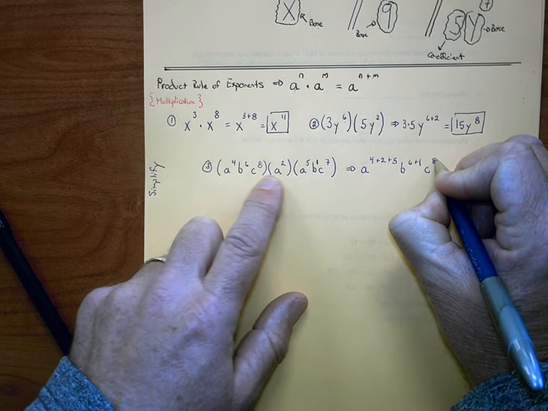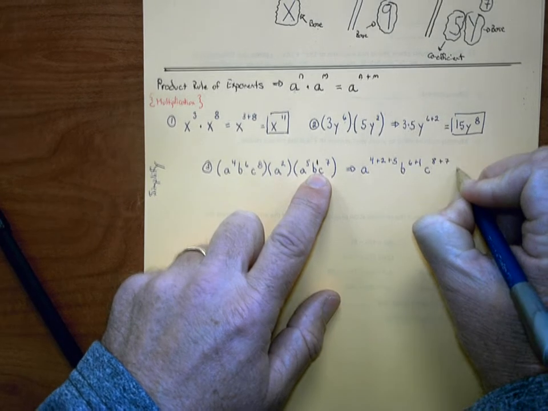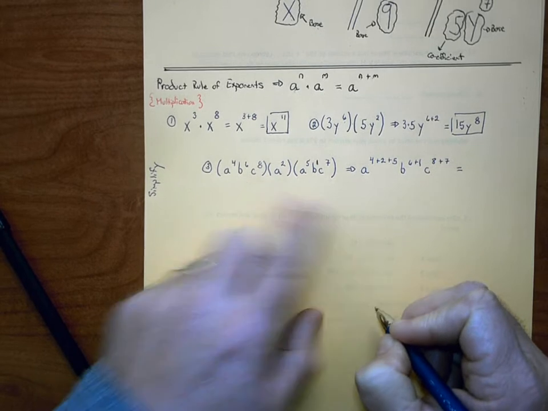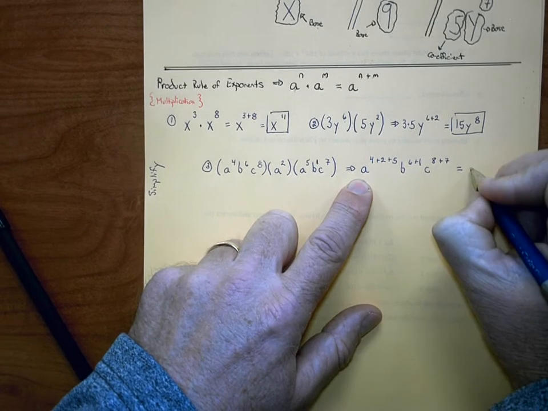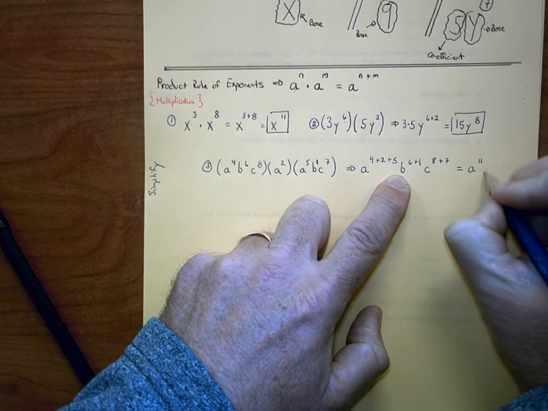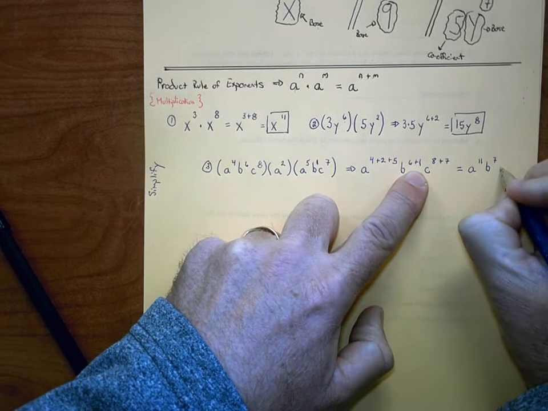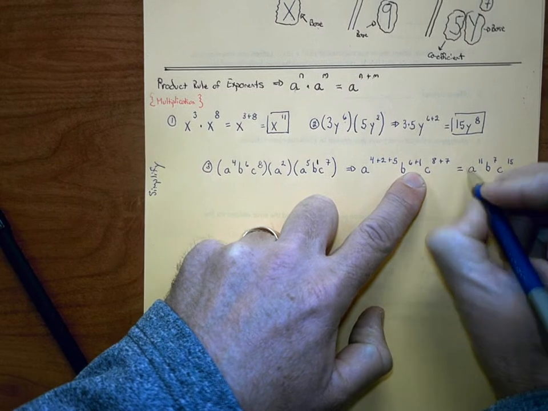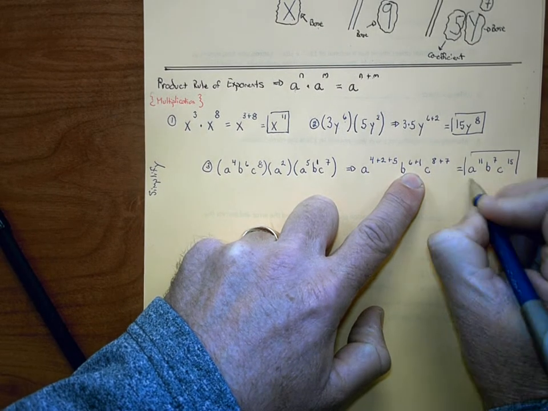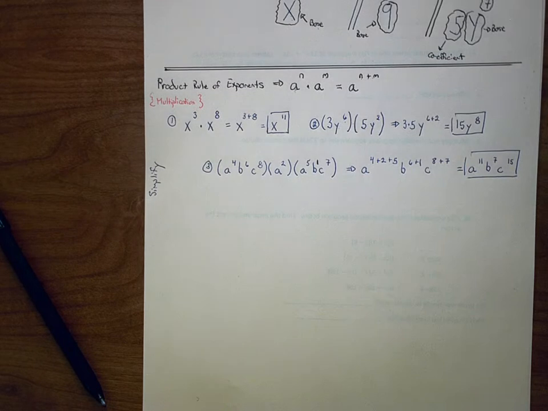And then I'm going to follow this along, and notice I have a 7th power here. So when I simplify this entire expression, I would get a to the 11th power, 4 plus 2 plus 5 is 11, b to the 7th power, 6 plus 1 is 7, and c to the 15th power. Okay, so that right there would be your first rule, which we call the product rule of exponents.